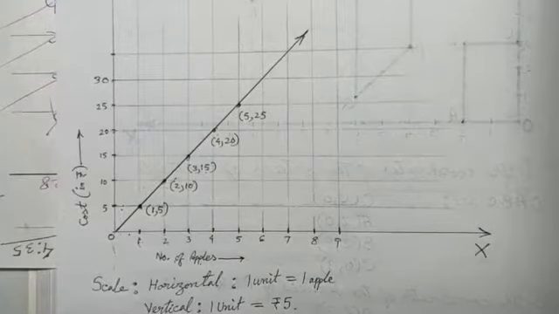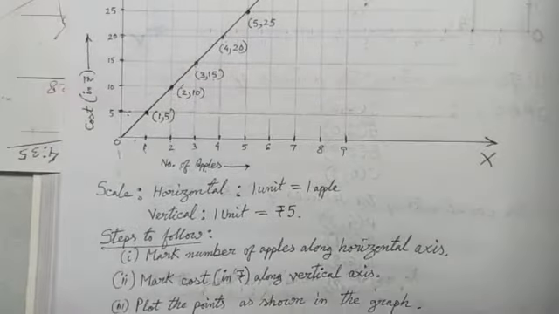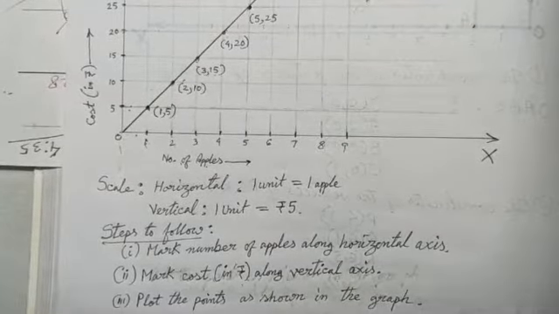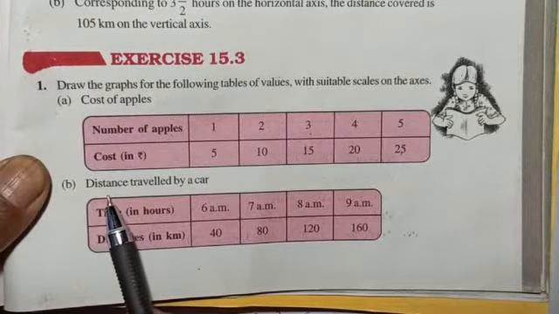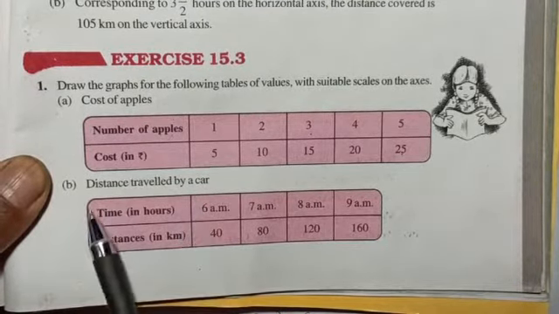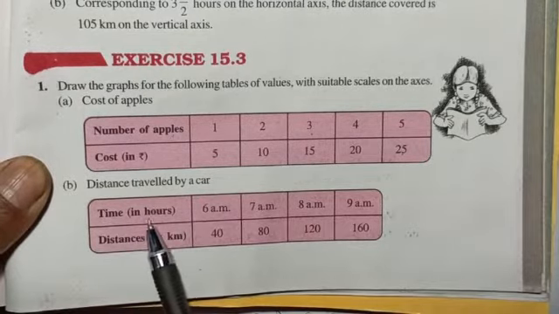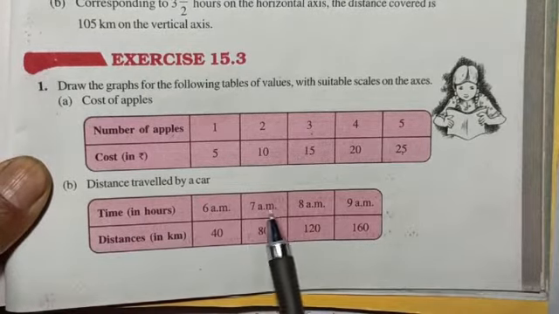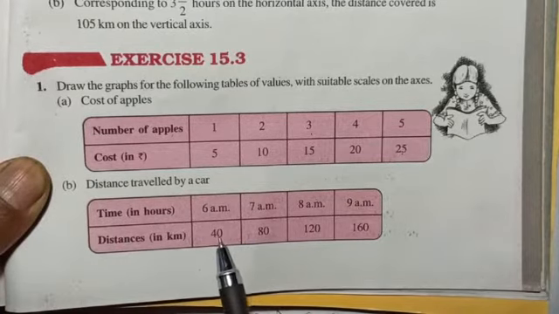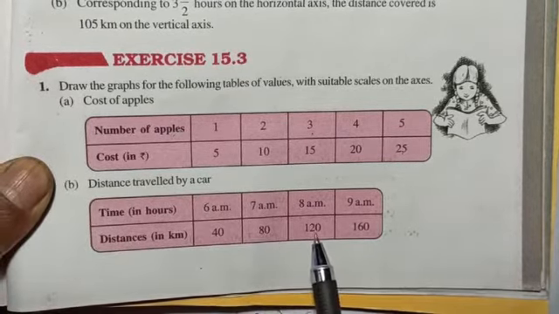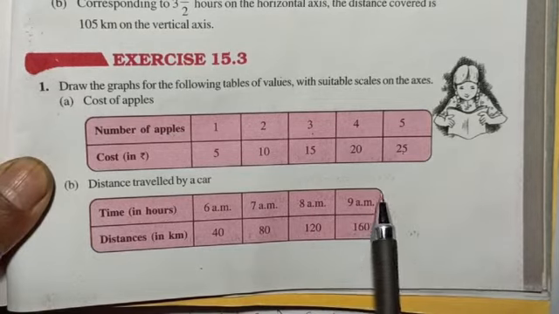Now let us try question number B. Distance traveled by a car, and this table is given. Time in hours: 6 a.m., 7 a.m., 8 a.m., 9 a.m., and so on. Distance in kilometers: 40, 80, 120, 160. Now let's draw this graph.